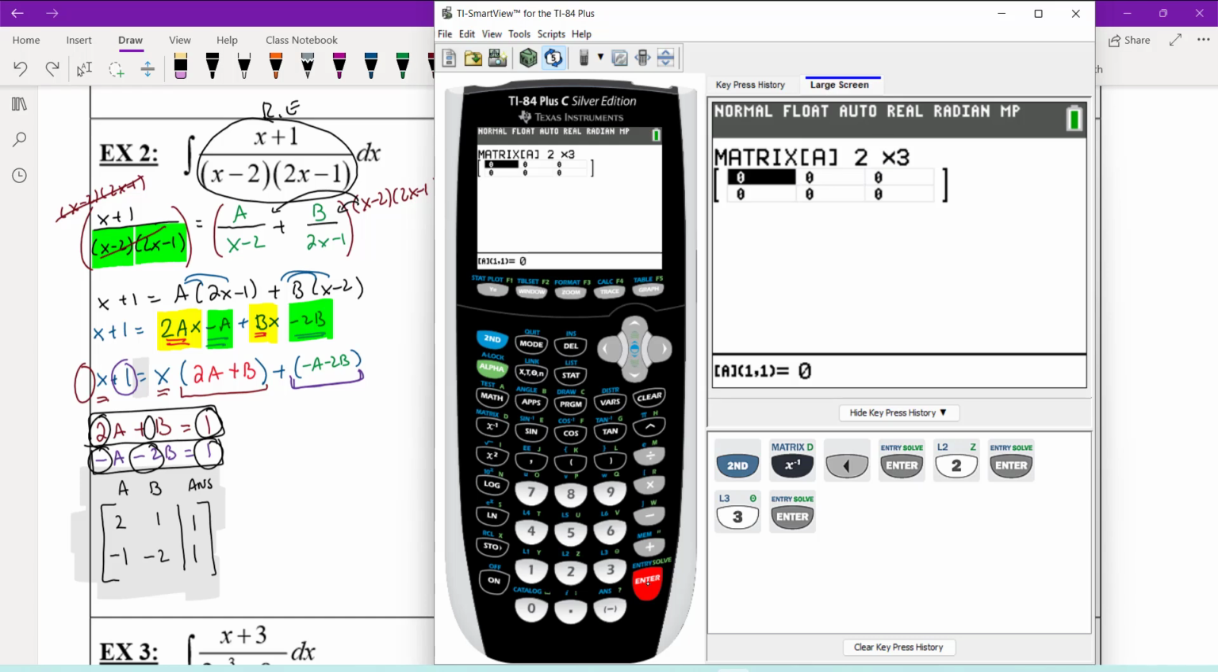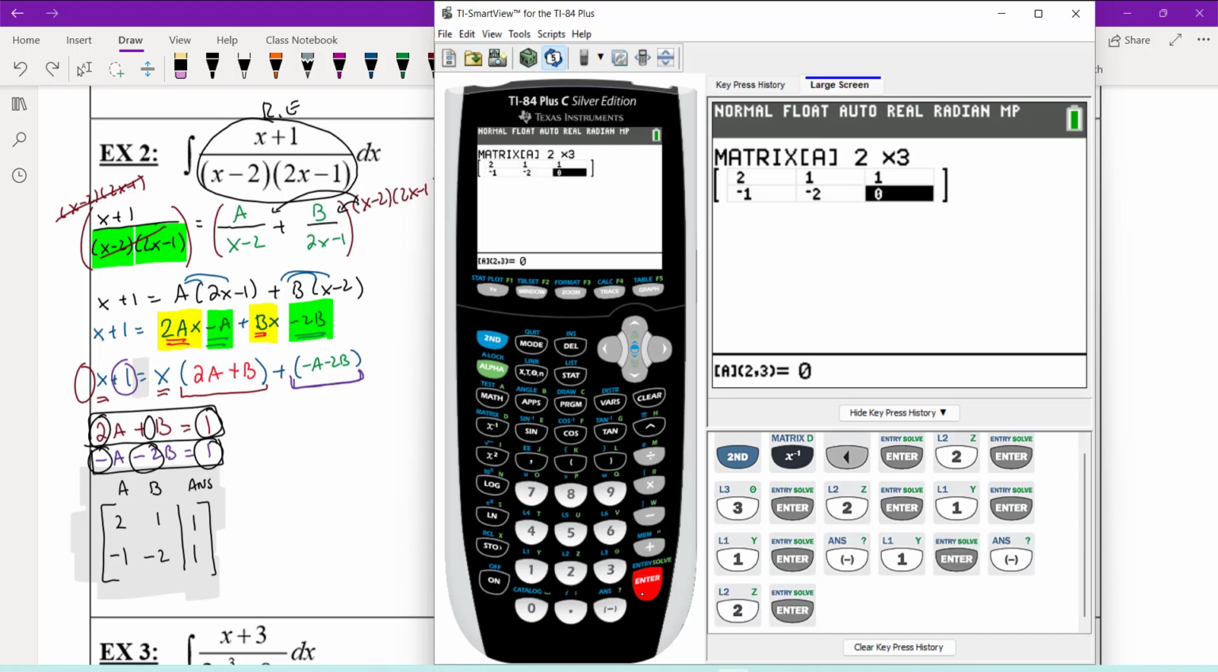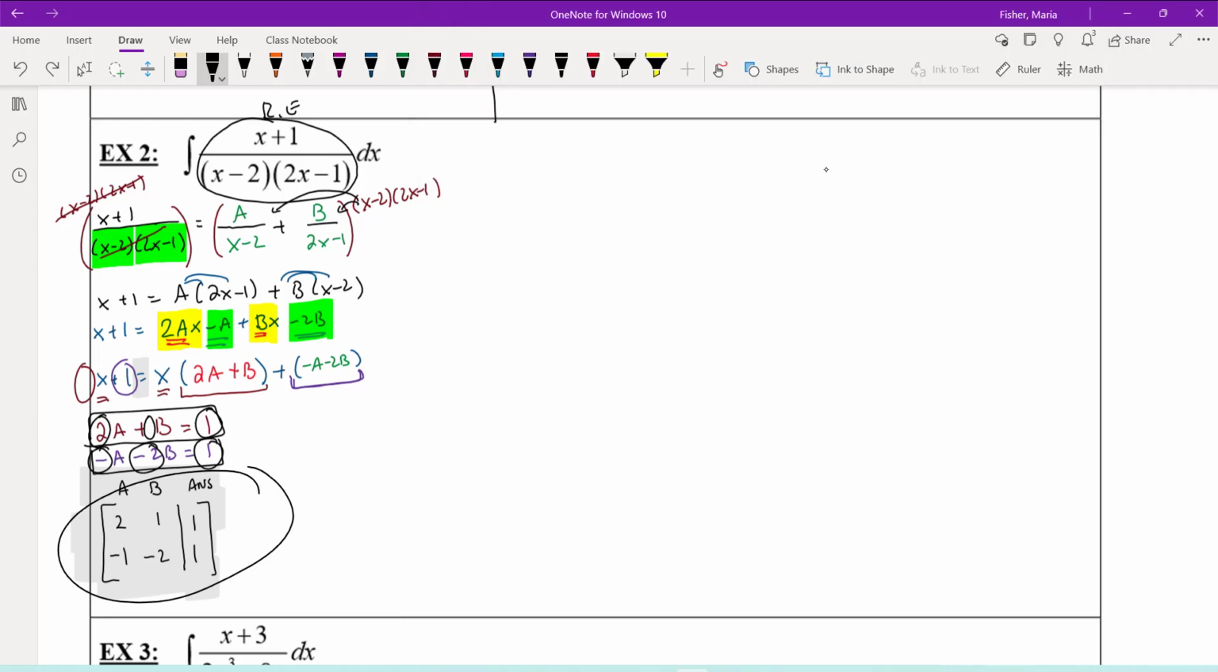Then you have to put in all these numbers. Start with 2, and then you put in a 1, and then your other one. Next row, negative 1, negative 2, positive 1. This matrix looks just like what we wrote down here.